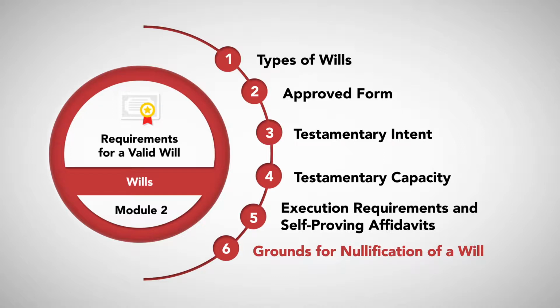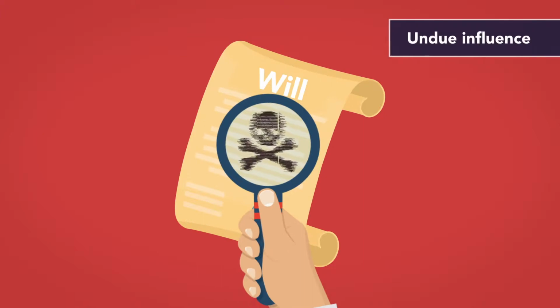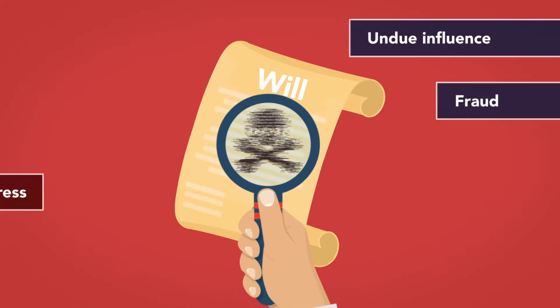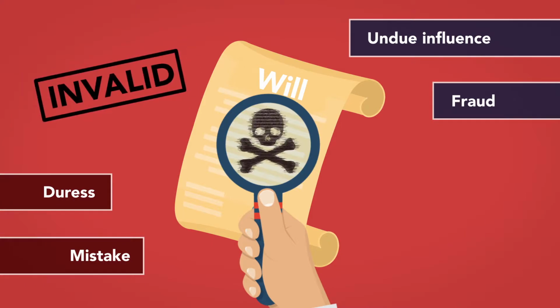Grounds for nullification of a will. When a will or part of a will is procured by undue influence, fraud, duress, or mistake, then that will or part can be deemed invalid.